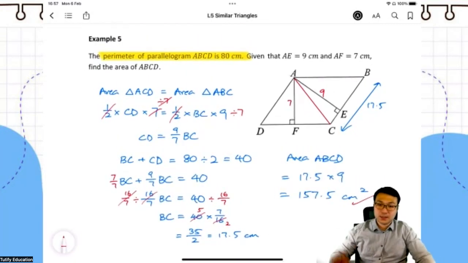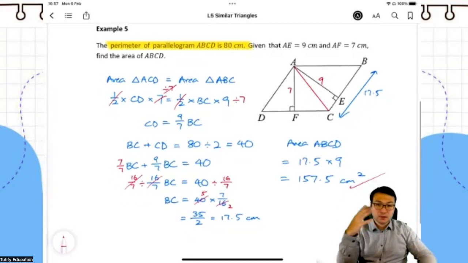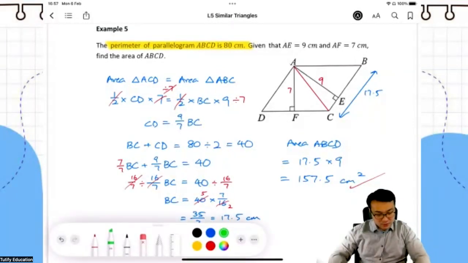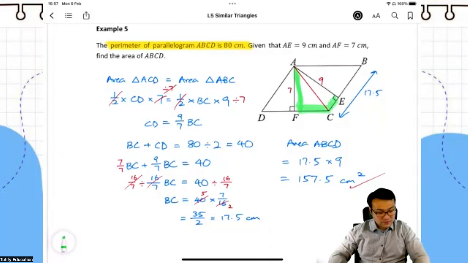Questions, students? Anyone? Raise your hand. Now, what did we learn from this? If you see a shape that you don't really like, just cut it into a triangle. It's always easy to work with triangles, okay? Because you can look at the ratio of their base, you can compare the triangles. It's much easier than trying to work with this funny four-sided shape.